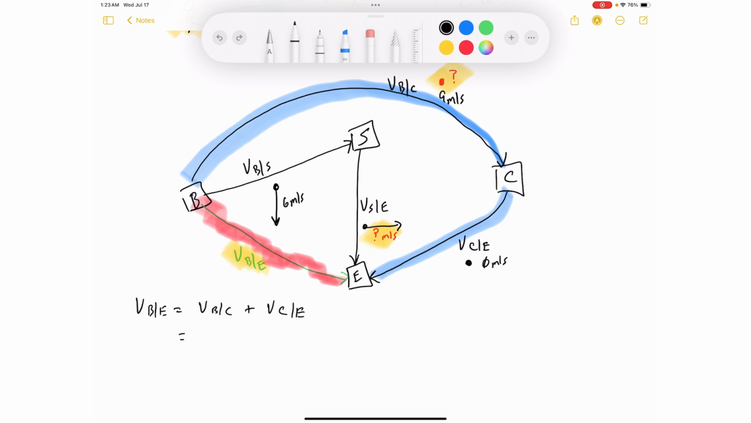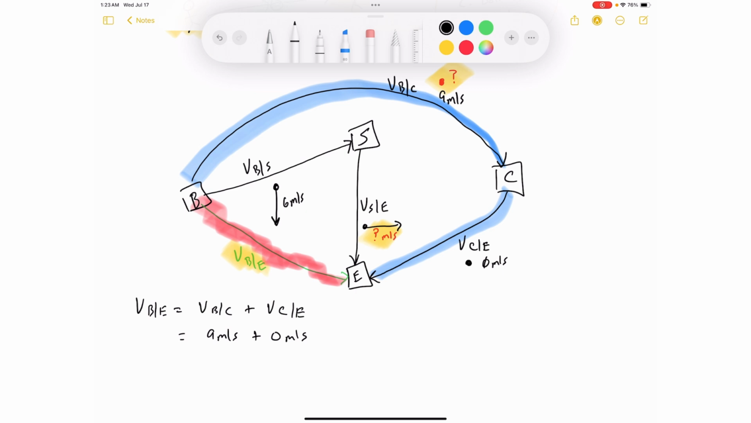So the velocity of the ball relative to the catcher is 9 meters per second. And the velocity of the catcher versus the Earth is 0 meters per second. So I have 9 meters per second plus 0 meters per second.